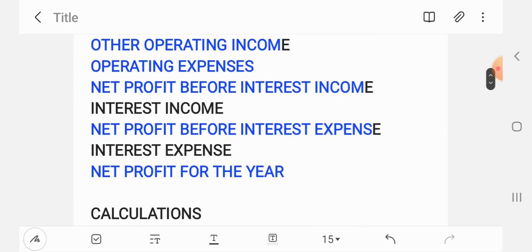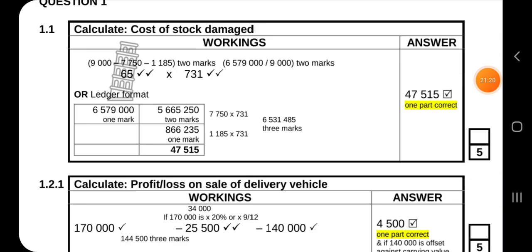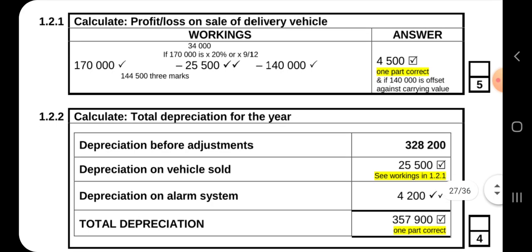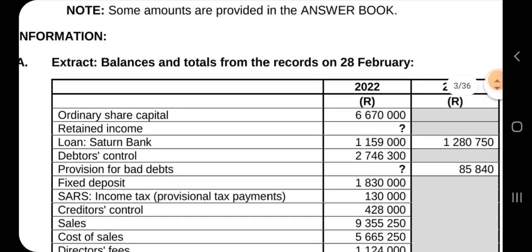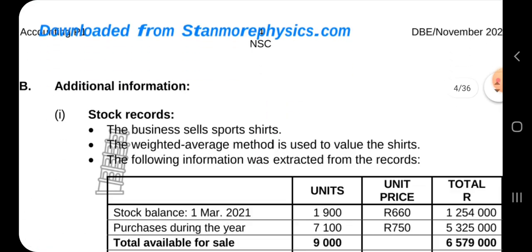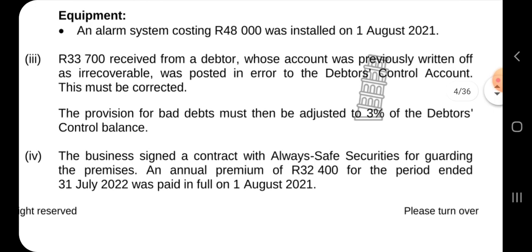Now we are told to do the income statement for the year. So this is how the memo looks. Even if you did the leisure format for question 1.1, you still get your marks. And then this is the calculation for profit and loss on sale of the delivery vehicle and the depreciation for the year. So we're going to work on the statement of comprehensive income. Let's go straight to the adjustments and do each adjustment as we go.